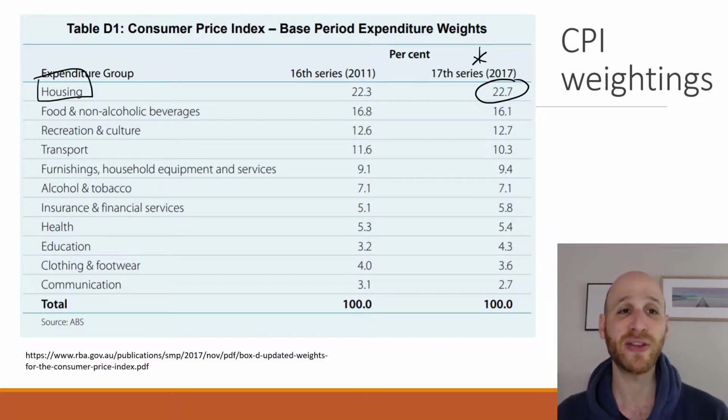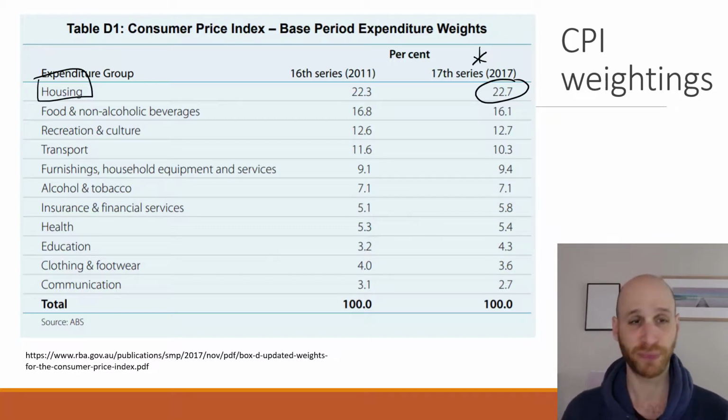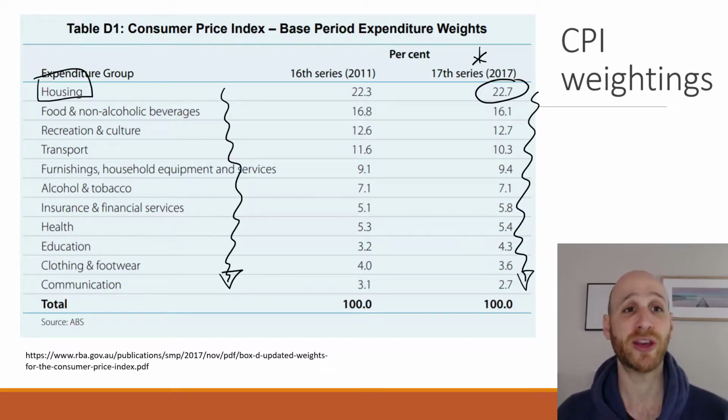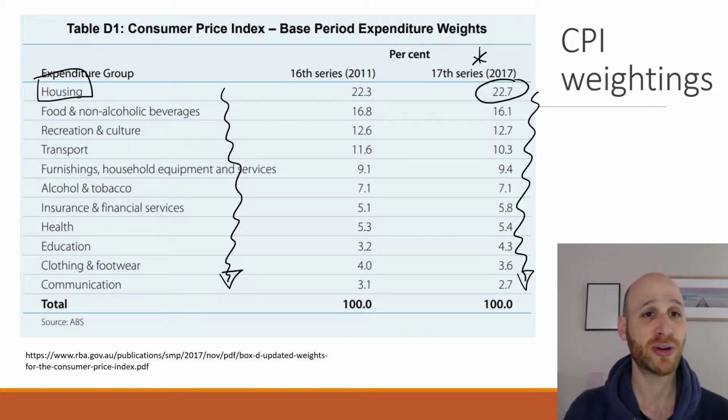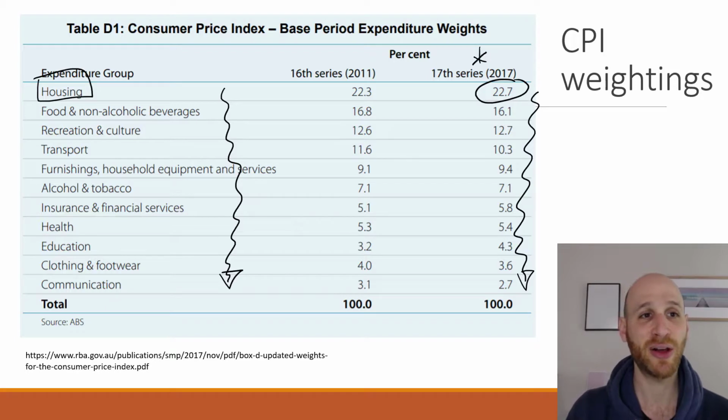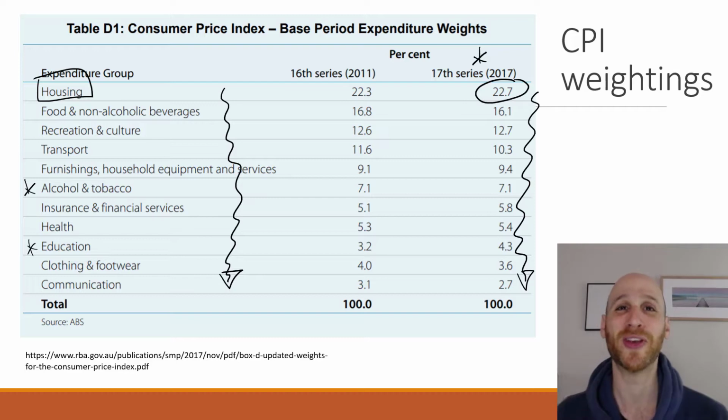You can see then that it goes down in its importance. The next most important things are food and non-alcoholic beverages, recreation and culture, transport, household items, alcohol and tobacco, insurance, financial services, health, education, and so on. As some people said, check it out, alcohol and tobacco is weighted more heavily than education. Not sure what this says about our society. But either way, you get the idea that we are tracking the prices of all of these goods, and then we are weighting them based on their importance to a household.